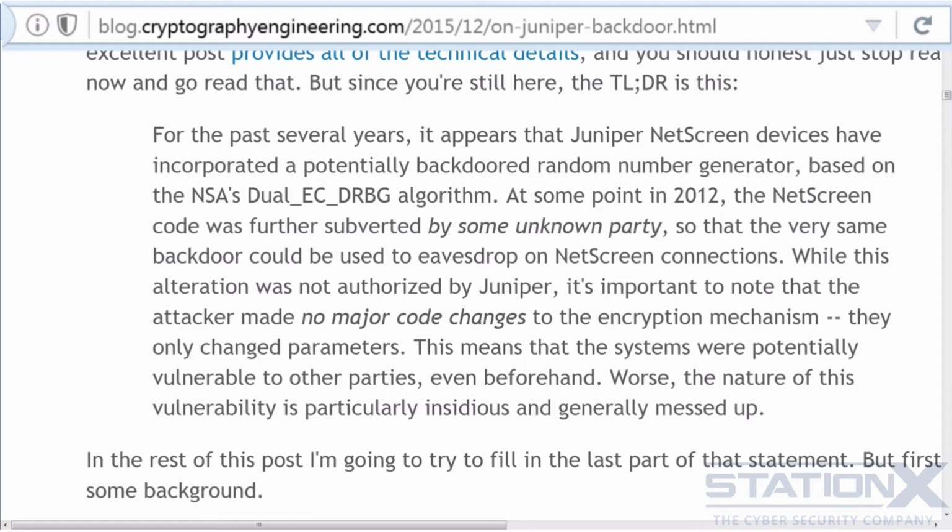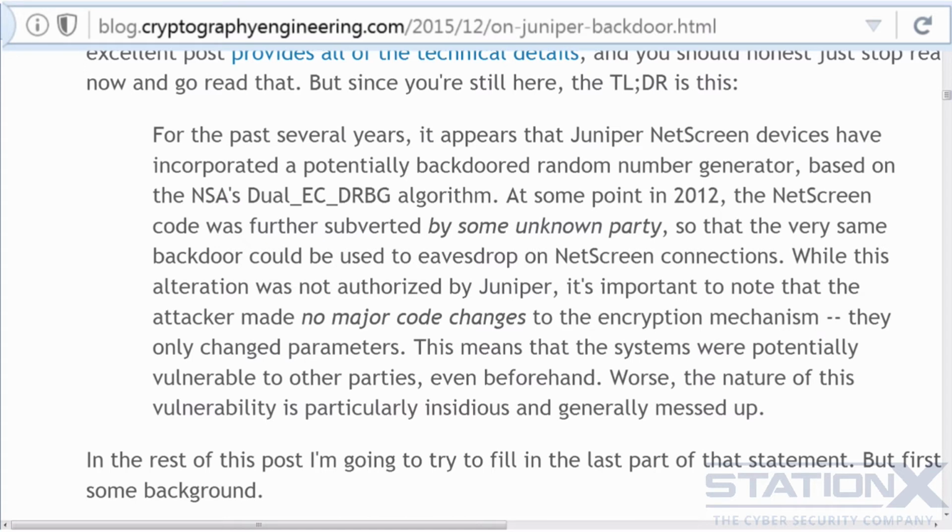For the past several years, it appears that Juniper NetScreen devices have incorporated a potentially backdoored random number generator based on the NSA's dual ECDRBG algorithm. At some point in 2012, the NetScreen code was further subverted by some unknown party so that same backdoor could be used to eavesdrop on NetScreen connections.